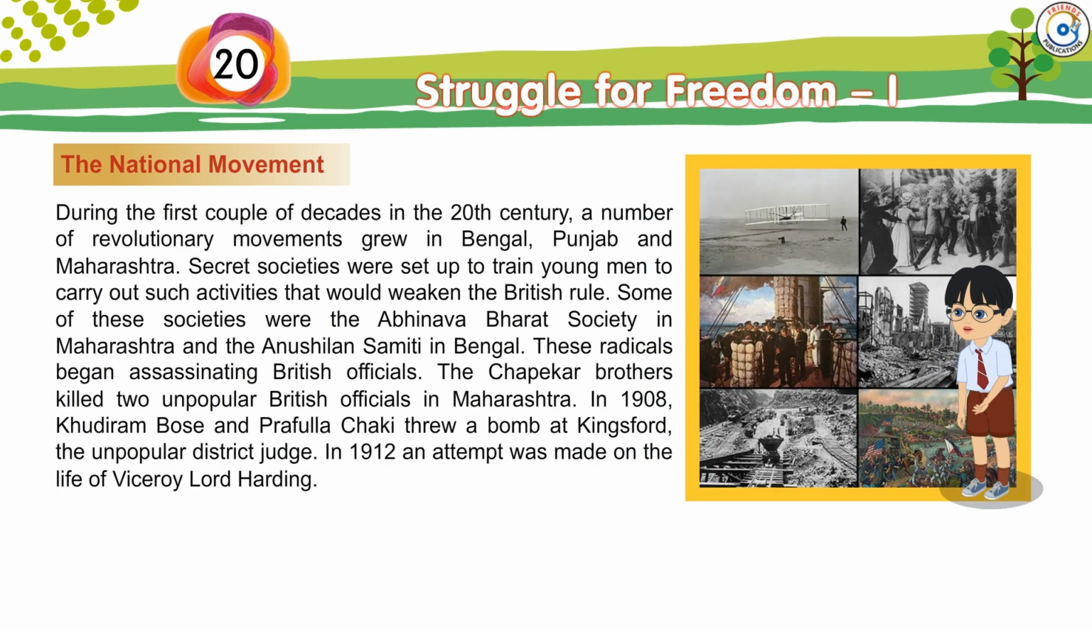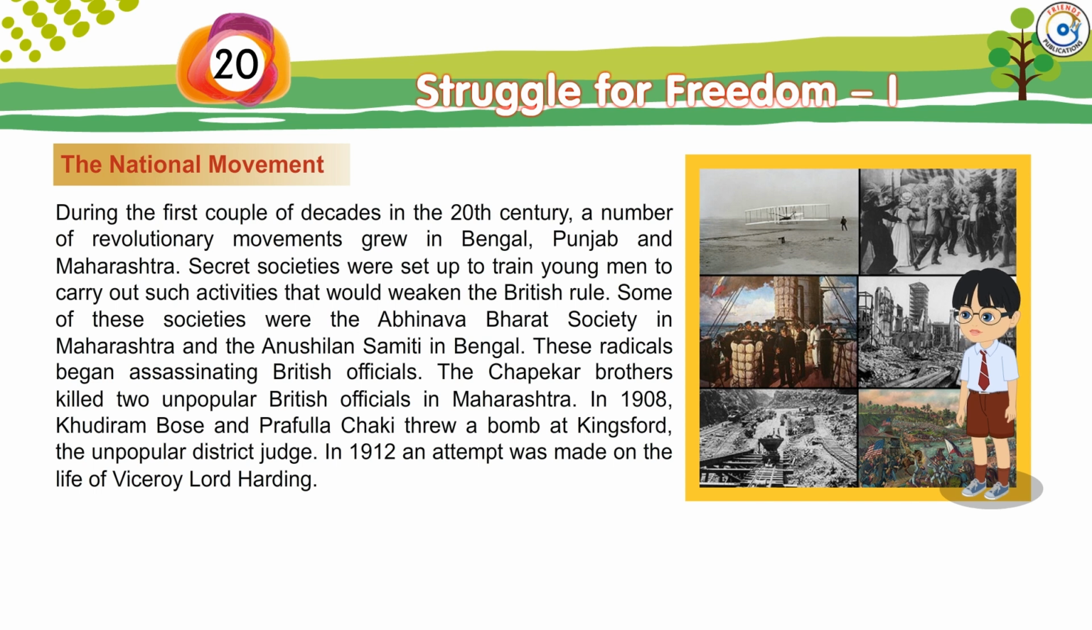During the first couple of decades in the 20th century, a number of revolutionary movements grew in Bengal, Punjab and Maharashtra. Secret societies were set up to train young men to carry out such activities that would weaken the British rule. Some of these societies were the Abhinav Bharat Society in Maharashtra and the Anushilan Samiti in Bengal. These radicals began assassinating British officials.